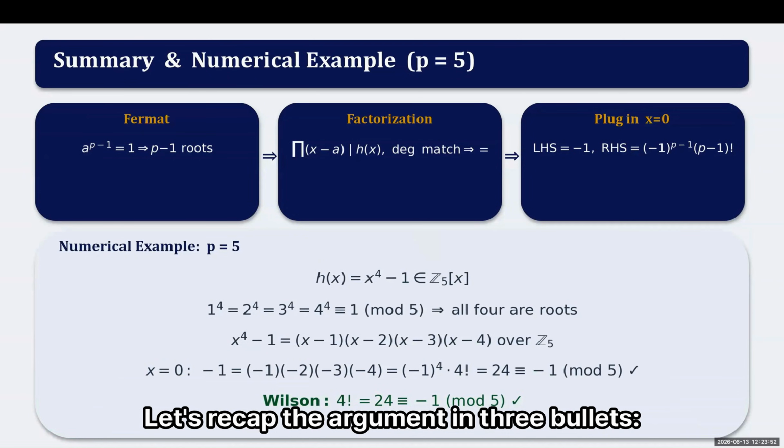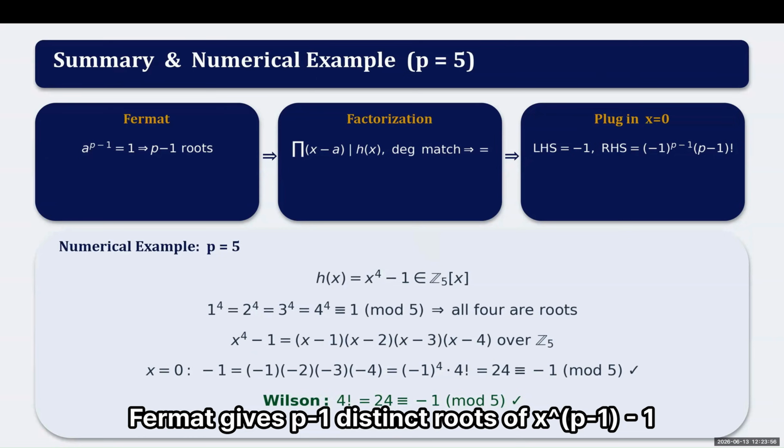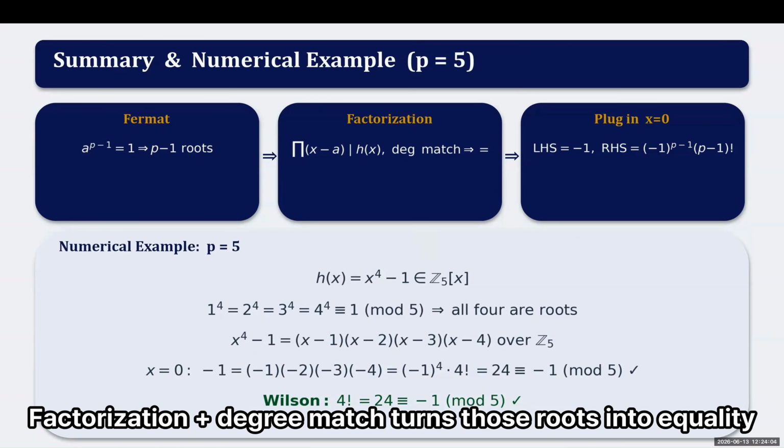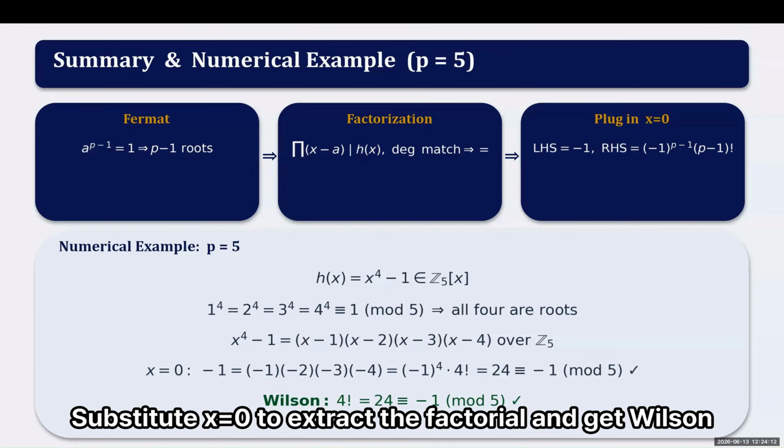Let's recap the argument in 3 bullets. Fermat gives p minus 1 distinct roots of x to the p minus 1 minus 1. Factorization plus degree match turns those roots into equality. Substitute x is 0 to extract the factorial and get Wilson.